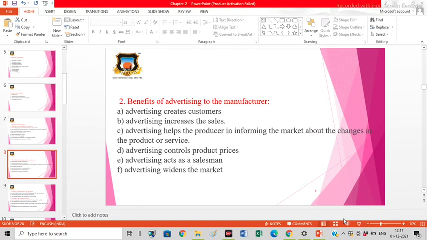Let's see how advertising is beneficial to the manufacturer. Advertising creates more customers. Advertising helps to increase sales. Advertising helps the producer in informing the market about changes in the product or service. Advertising controls the product prices. Advertising acts as a salesman, and advertising widens the market.